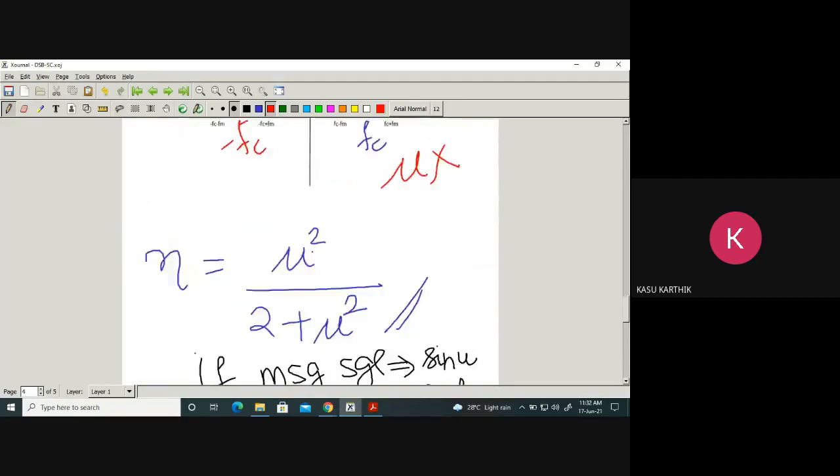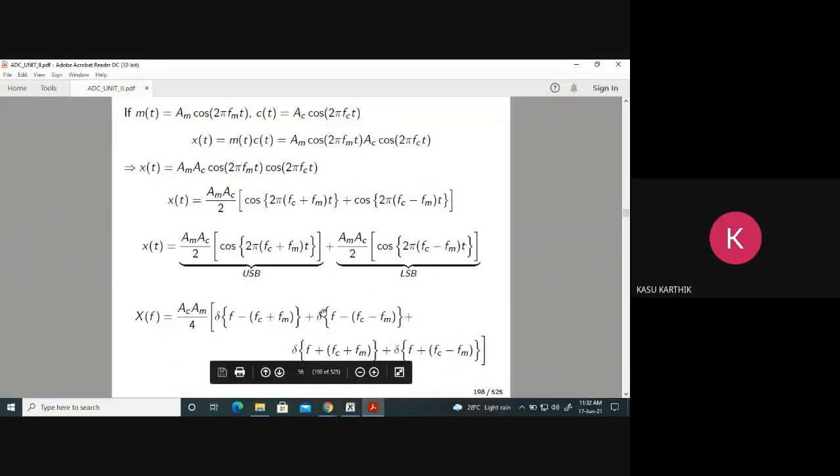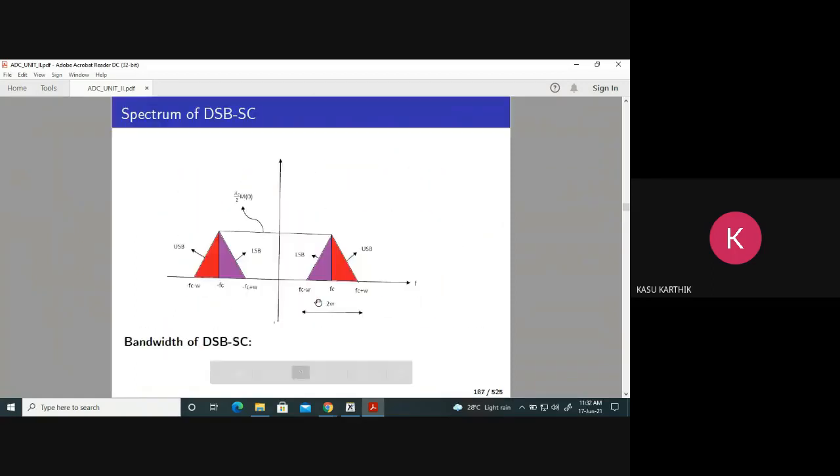So what happened here? Only two sidebands, upper sideband and lower sideband, with magnitude Am Ac by 4. Here also Am Ac by 4. So that is about the spectrum of DSBSC, if at all m of t happens to be sinusoidal. If it is not sinusoidal, this is the spectrum, without components.